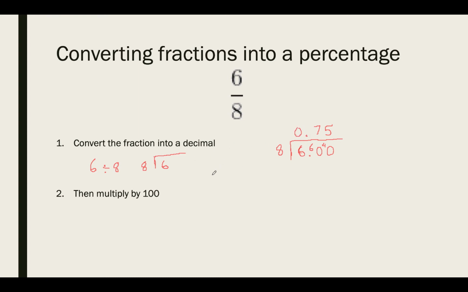So our answer for the first part is 0.75, that's our decimal answer, but then we want to convert it into a percentage. All we have to do to convert it into a percentage is multiply by 100. So 0.75 multiplied by 100 equals 75, and then put this sign next to it to show it's a percentage, so that's 75%.